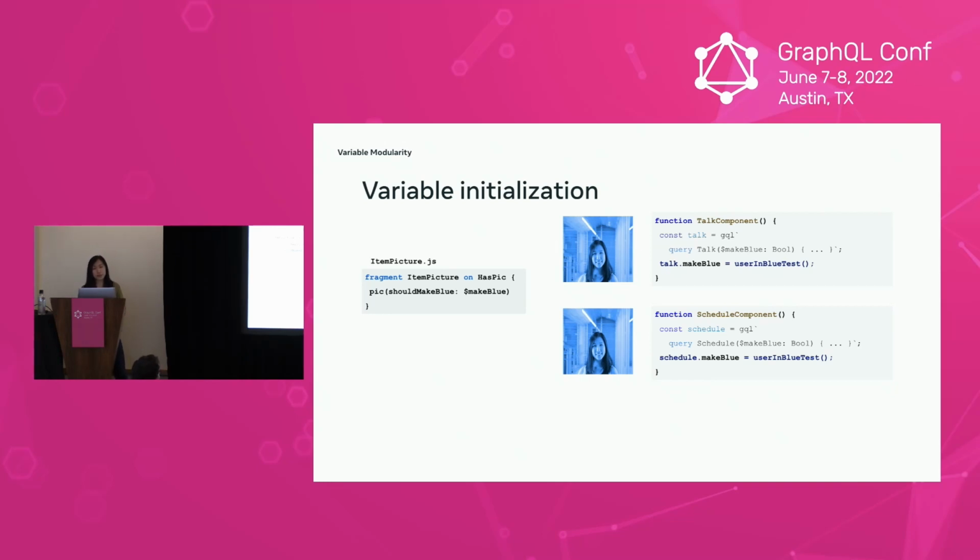Now, every time you write an operation that uses item picture somewhere, I need to set make blue. And the way I set it is I check whether this user is in the make blue test, true or false. Kind of works out.